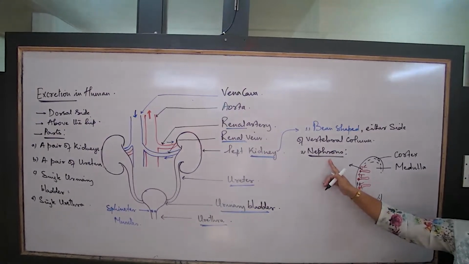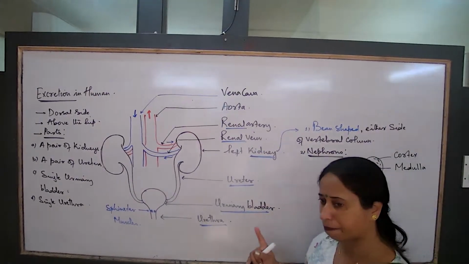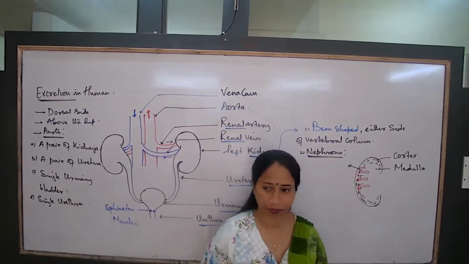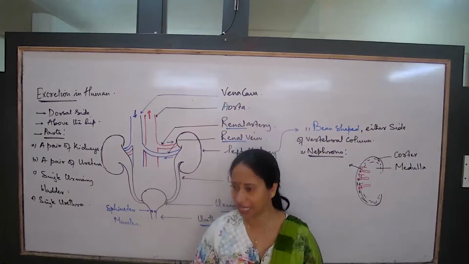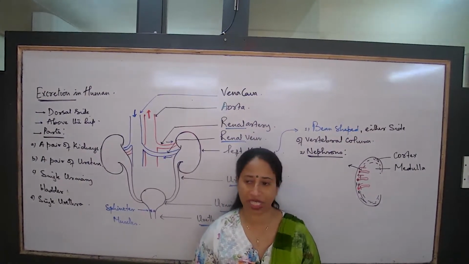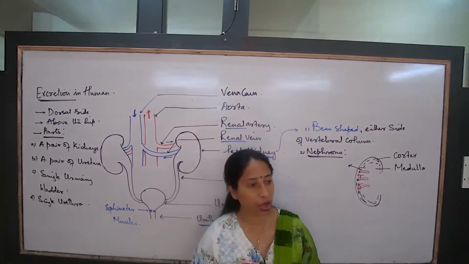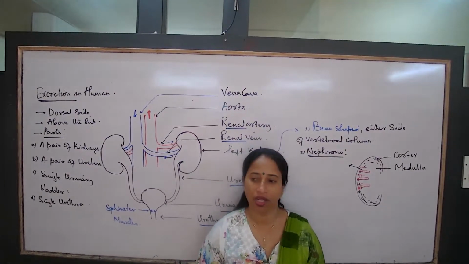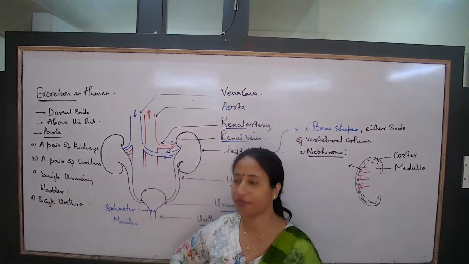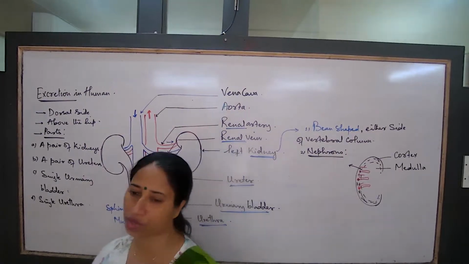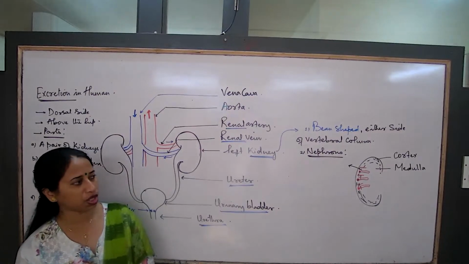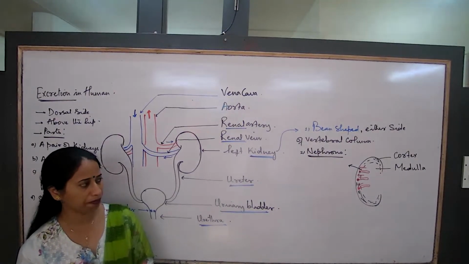What are these? Nephrons. The definition is the same as for the alveolus. What was the definition of alveolus? Structural and functional unit of the lungs, remember? Same way, we are talking about the nephrons now. Where are nephrons present? Inside the kidneys. What are they doing? Filtration of the blood. Write down: nephrons, structural and functional unit of the kidneys. Write down the definition.